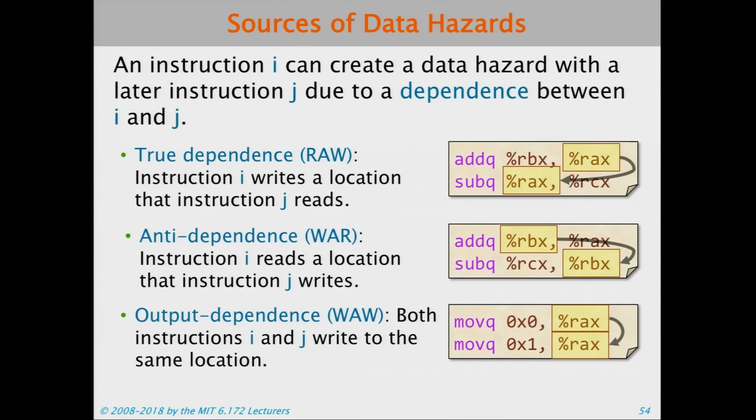There's another one called an anti-dependence. This is where I want to write into a location, but I have to wait until the previous instruction has read the value, because otherwise I'm going to clobber the value before it gets read. So that's an anti-dependence. And then the final one is an output dependence, where they're both trying to move something to RAX.